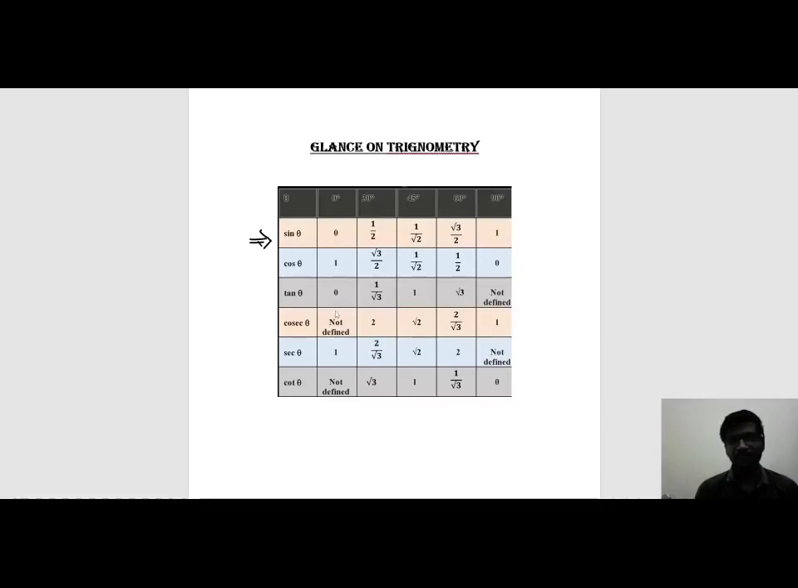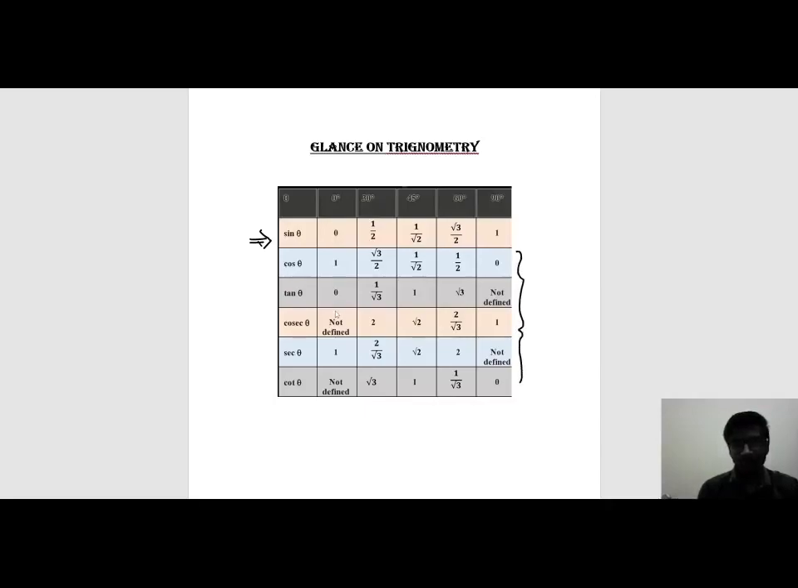Sin 30 is 1 by 2, sin 45 is 1 by root 2, sin 60 is root 3 by 2. So sin 0 is 0, sin 30 is 1 by 2, sin 45 is 1 by root 2, sin 60 is root 3 by 2 and sin 90 is 1. Now, with the help of this first row, I will explain how you can derive this whole table.